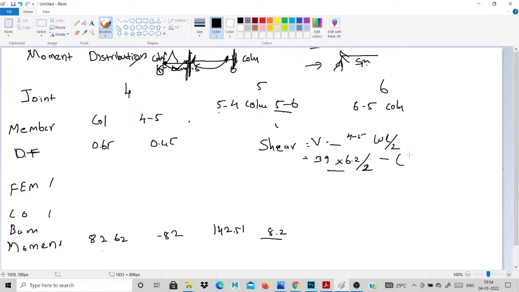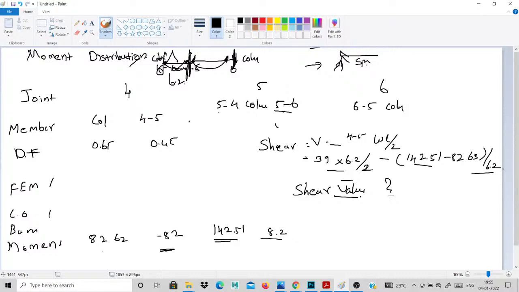Then I go for the bending moment. My bending moment value is 142.51 minus 82.63, divided by 6.2. 6.2 is the span distance. The bending moments are for 4-5 and 5-4. You subtract these 4-5 bending moments, and then you finally calculate the shear value for all the beam centers. Now it's clear how to calculate the shear values. You calculate the moment distribution, then go for the shear value, and finally you calculate the shears.